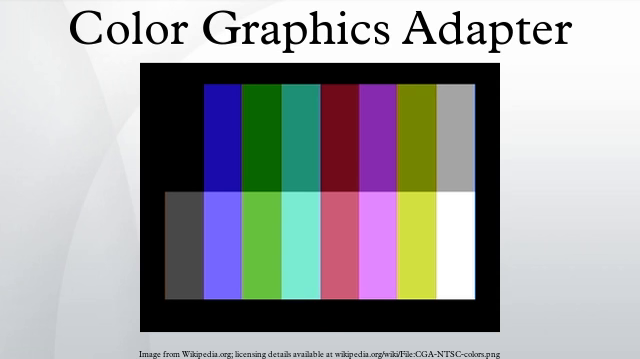Red equals 2/3 times the color number's bit 4/4 plus 1/3 times the color number's bit 8/8. Green equals 2/3 times the color number's bit 2/2 plus 1/3 times the color number's bit 8/8. Blue equals 2/3 times the color number's bit 1/1 plus 1/3 times the color number's bit 8/8. Color 6 is treated differently.